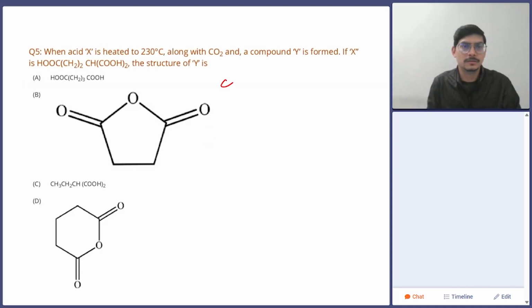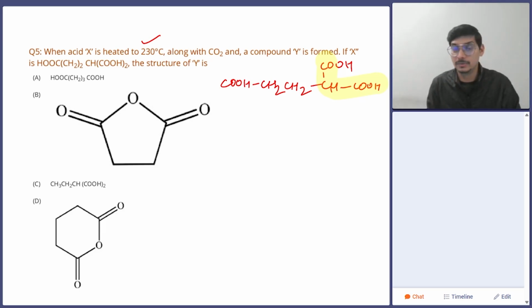There is an acid, this one: COOH, then two methylene groups, CH2CH2, and then CH with two carboxylic groups. If it is heated to 230 degrees Celsius, you can see that there are two carboxylic groups which are beta with respect to each other. This is carboxylic, this is alpha, and then this is beta. And we know that if there is a carboxylic acid which contains a powerful electron withdrawing group, for example keto, in this case carboxylic, at the beta position, then heating leads to decarboxylation. So we can strike out one carboxylic group from this molecule, leaving behind this molecule.